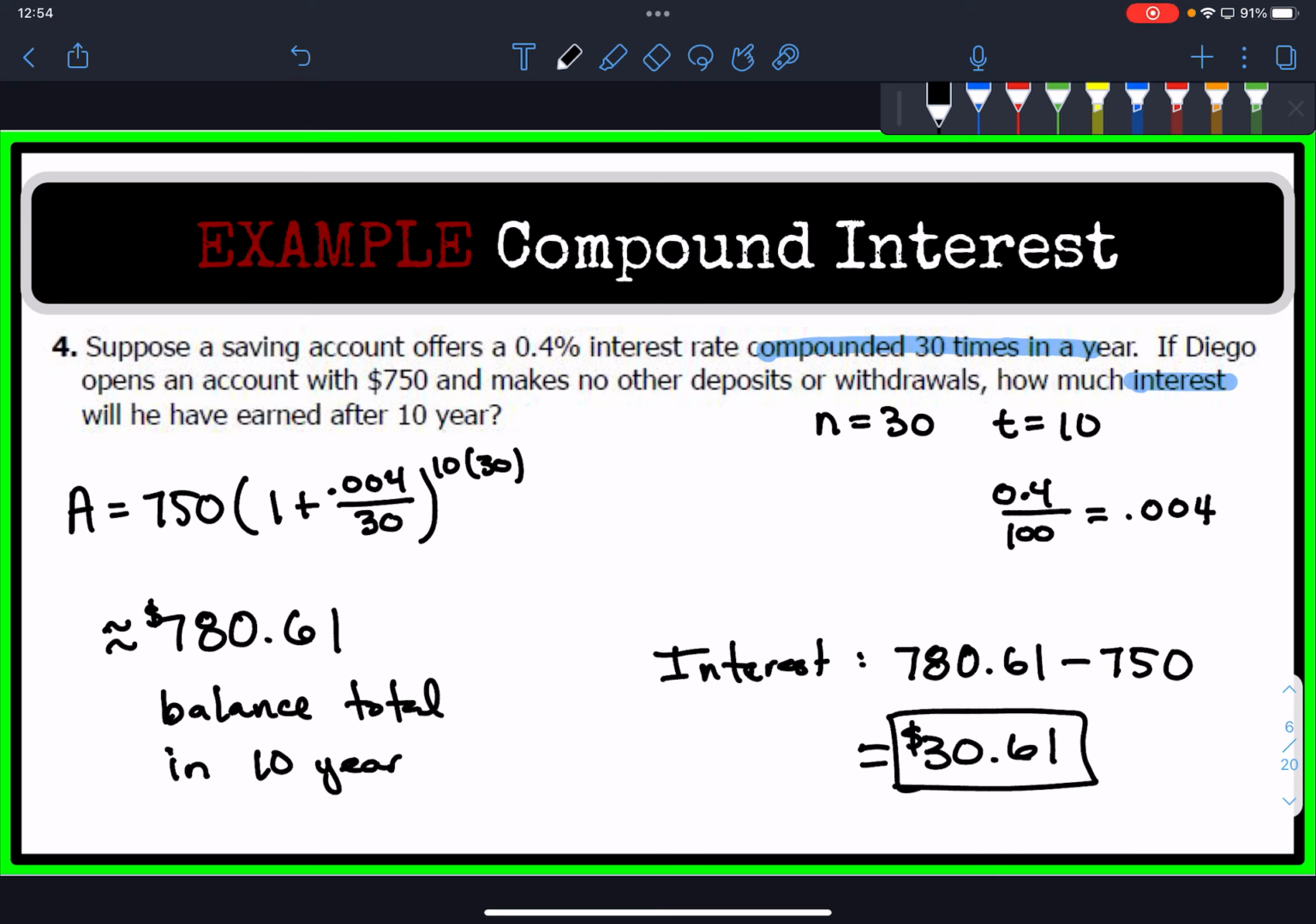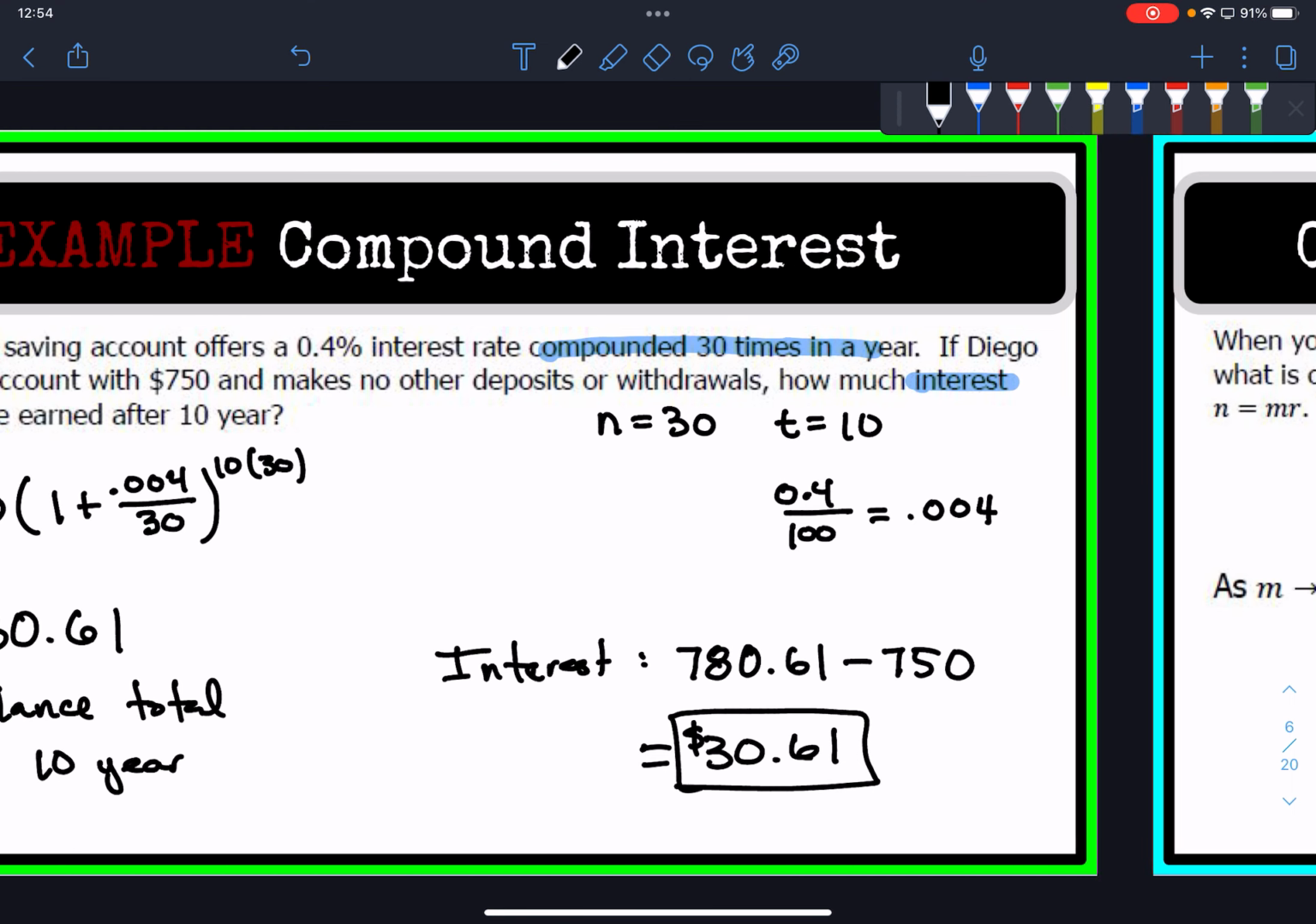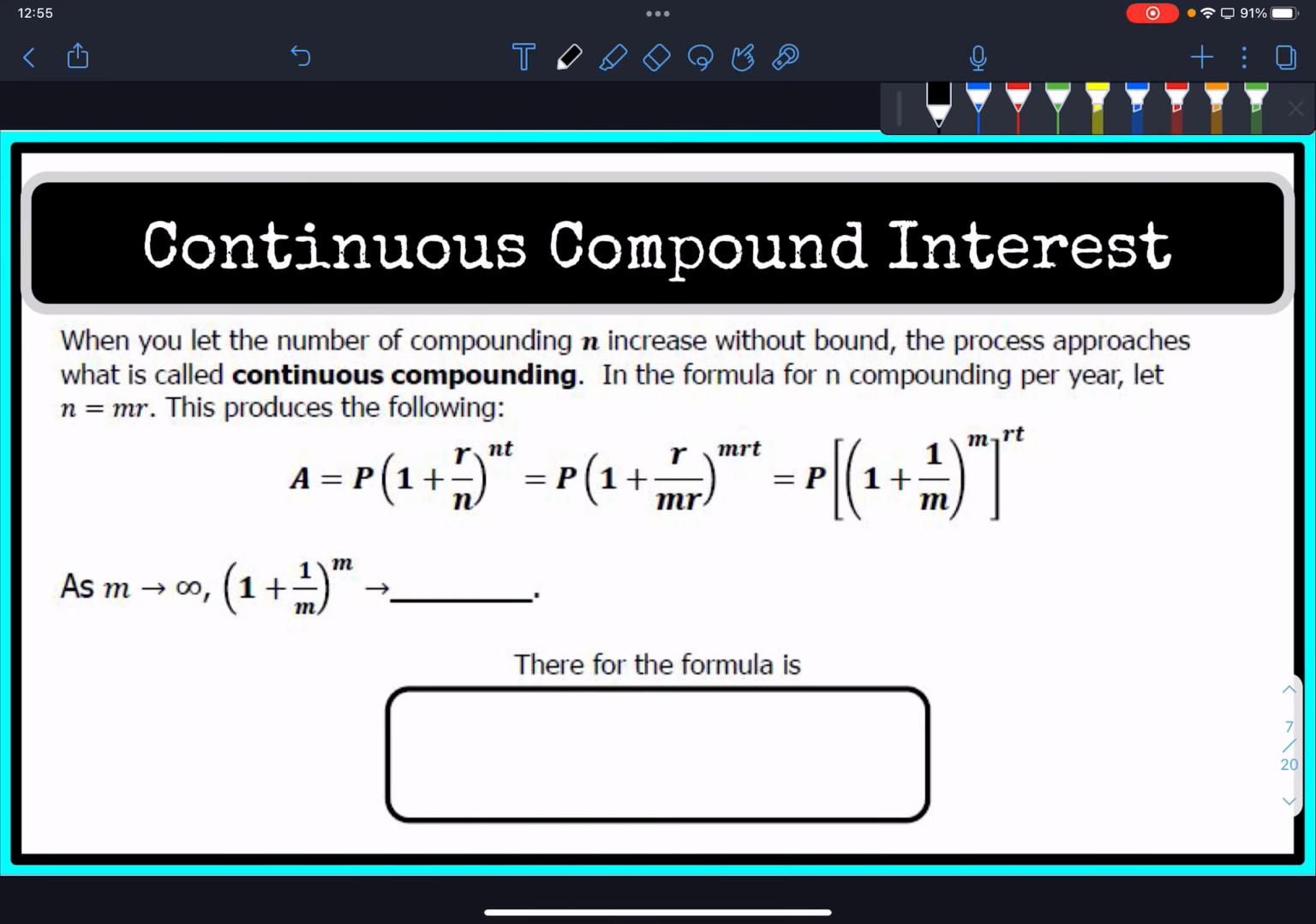Now, of course, we can also compound our interest an infinite number of times, a continuous amount of times. And if we do that, that changes again the formula overall. So let's assume that we let the number of compounding n increase without bound, again doing it infinitely and continuously. This process approaches what is called continuous compounding.